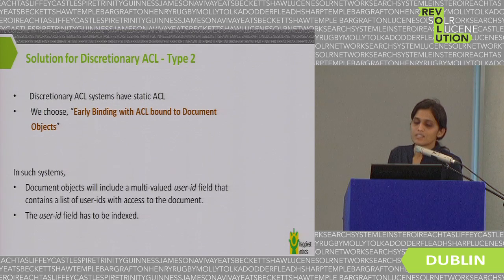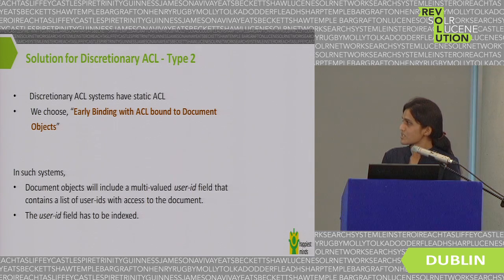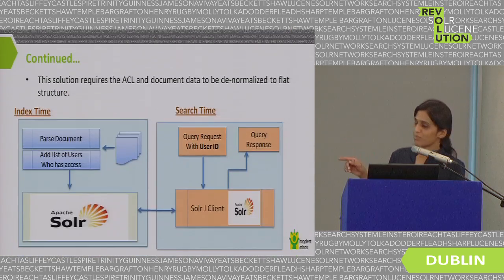So this is the final solution, type 2. This is again for discretionary access control systems in which the ACLs remain static. So once the document owner sets the access control list, it remains static. They never change in such a system. Again, these systems are rare. If they give the document owner permission to set the ACL, he might change it, so we would need to give that functionality. But still, if we have such a system, then the approach is as follows.